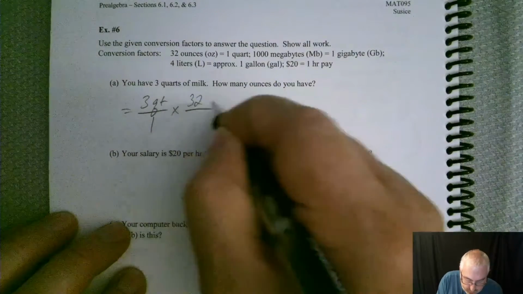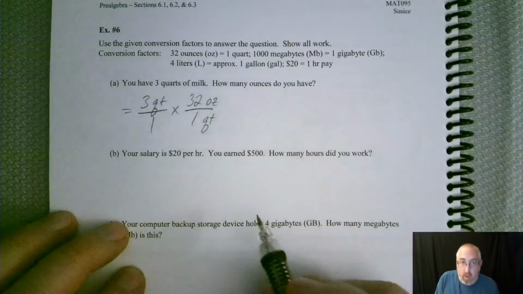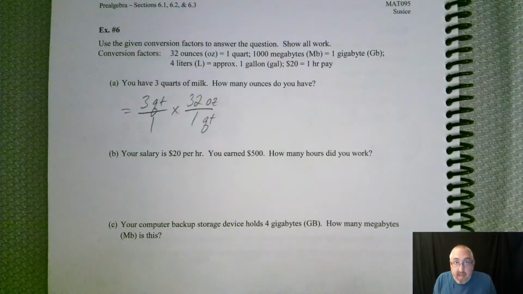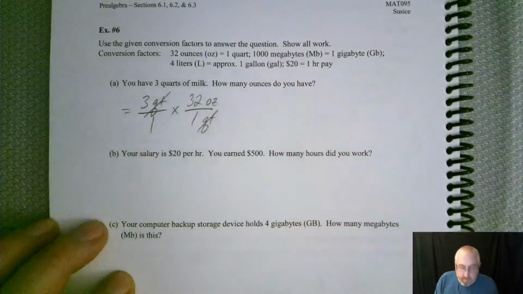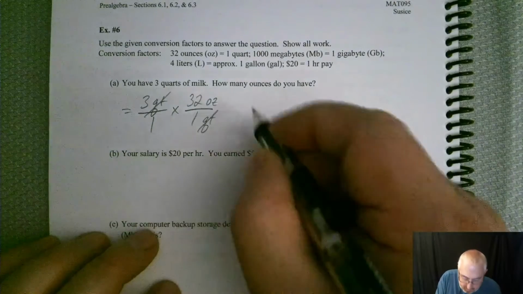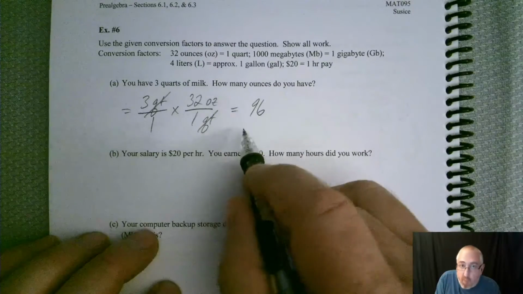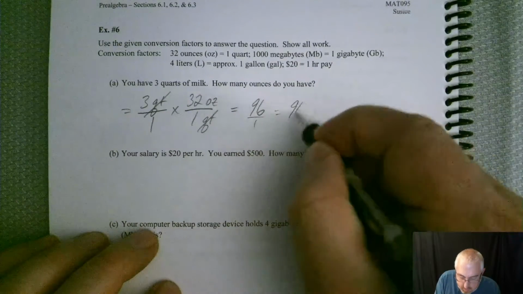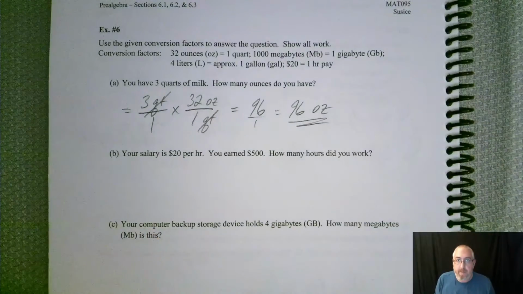The 32 is going to have to go on top, and the 1 quart is going to have to go on the bottom. If I had it reversed, I'm not going to get any cancellations. But this way, I can get the quarts to cancel. So now if I multiply straight across, I'm going to get 96, again, over 1, but the 1 you don't need. So 96 ounces.